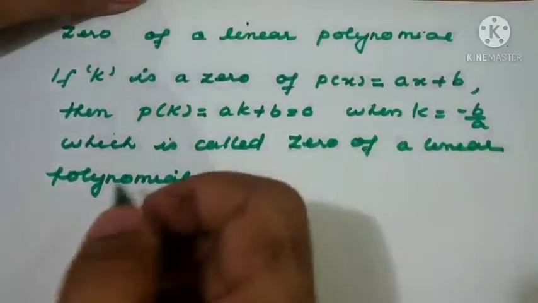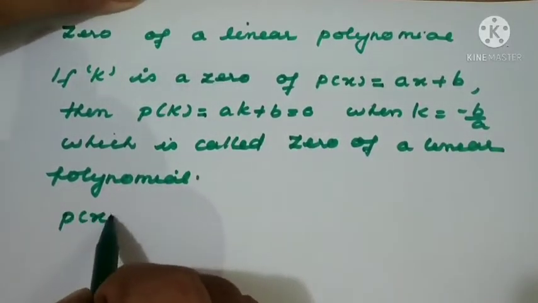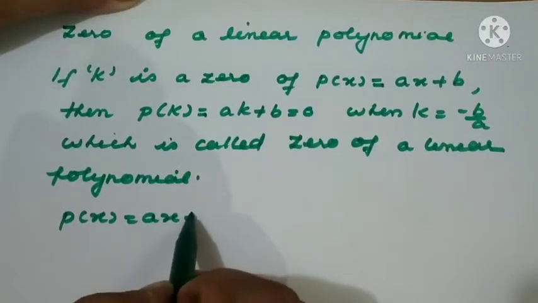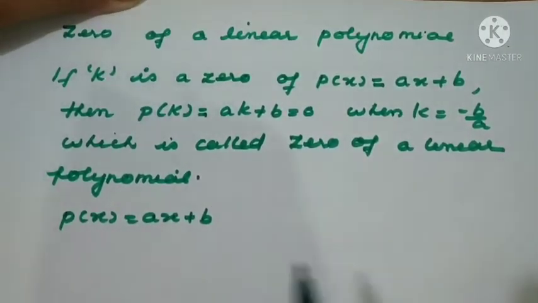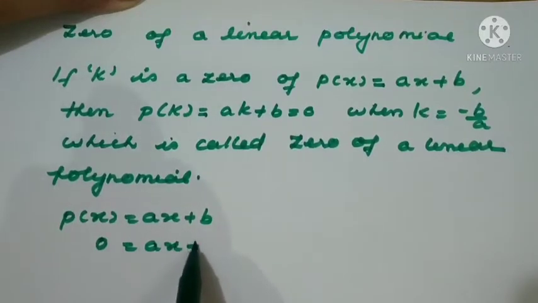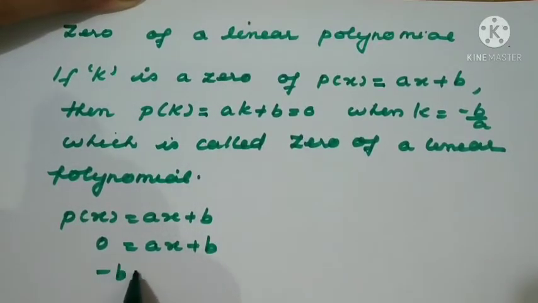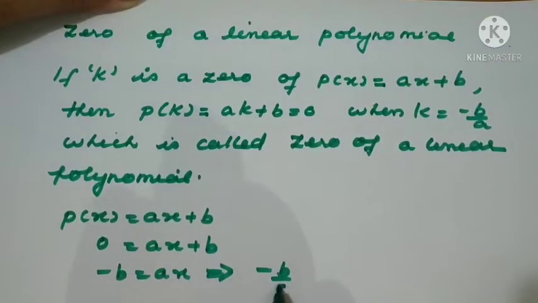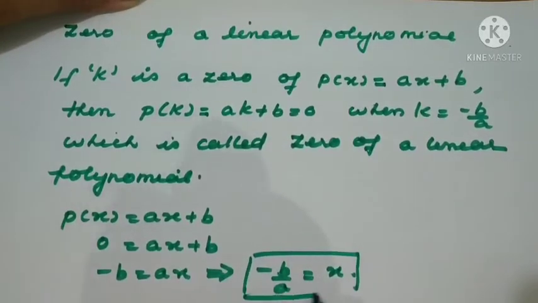So let me take p of x equal to ax plus b. When it is a zero, the value of the polynomial becomes 0 only. So 0 equals ax plus b. So minus b equals ax, or minus b by a equals x only. So that is how we are getting the zero of the linear polynomial.